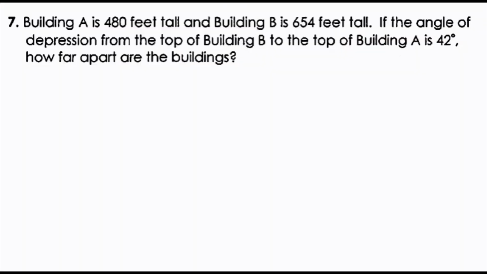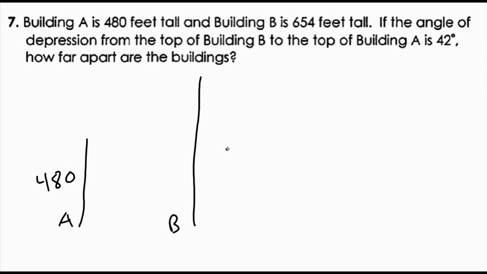Lastly, looking at number 7, building A is 480 feet tall and building B is 654 feet tall. If the angle of depression from the top of building B to the top of building A is 42 degrees, how far apart are the buildings? So first let's draw the buildings. So here we have building A, this was 480 feet tall, and then we have building B, which was 654 feet tall. Now I know that looking down from building B from my line of sight, I have an angle of depression of 42 degrees.